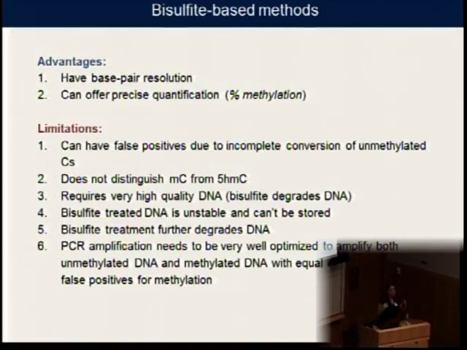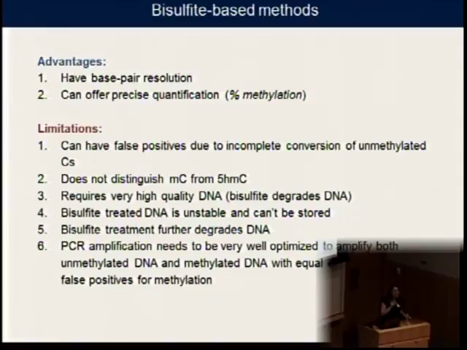So the first choice you're going to need to make is, do I want to go bisulfite-based, or do I want to go affinity-based or antibody-based? And there are pros and cons. Bisulfite-based methods have base pair resolution, and they can offer precise quantification, very precise. They'll tell you 73% methylated. However, they can have false positives due to incomplete conversion. That's the number one cause if you're not savvy at doing the bisulfite treatment. It will not distinguish hydroxymethylation, so it will give you a false positive there.